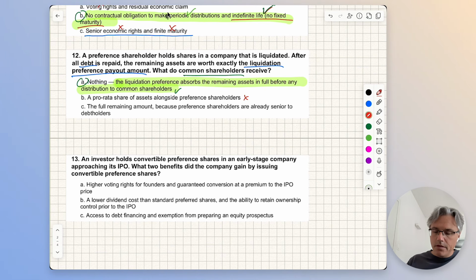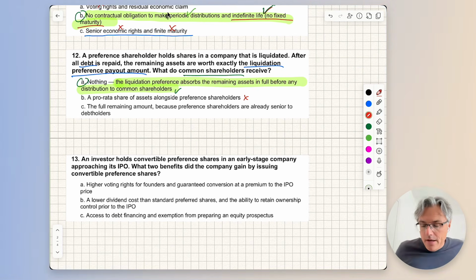This is wrong. We don't share pro rata evenly any net assets left among the common shareholders and preference shareholders.